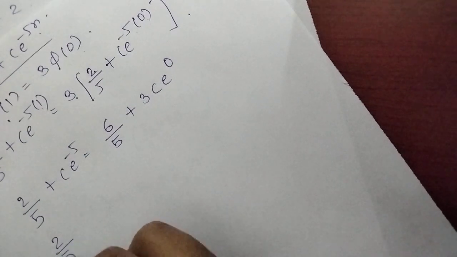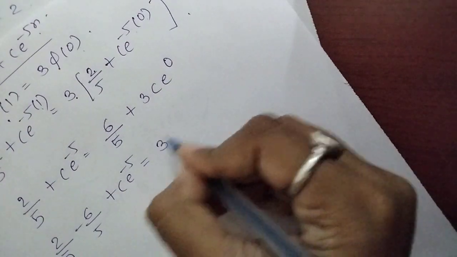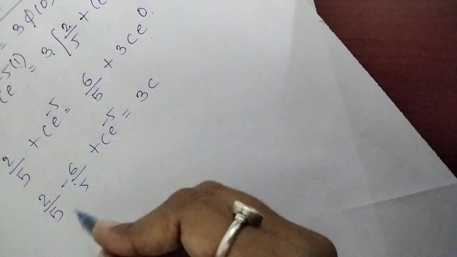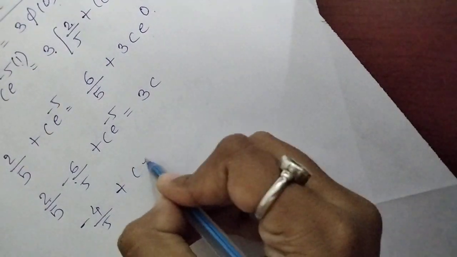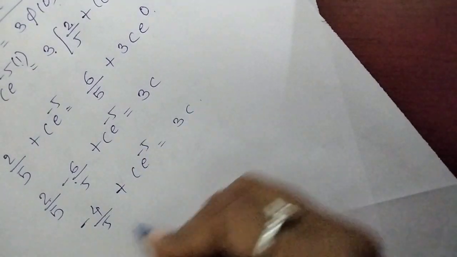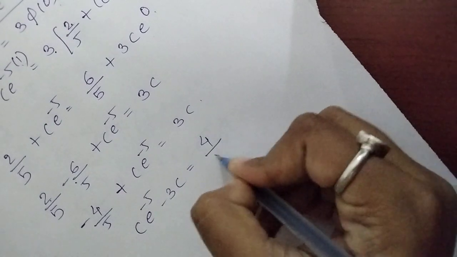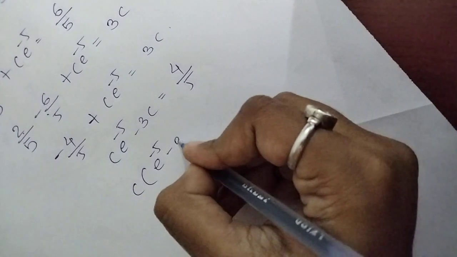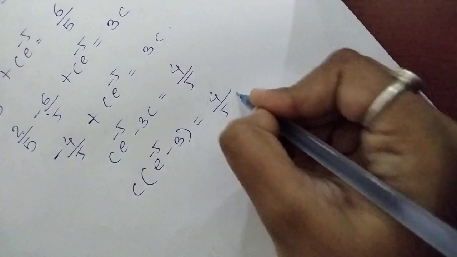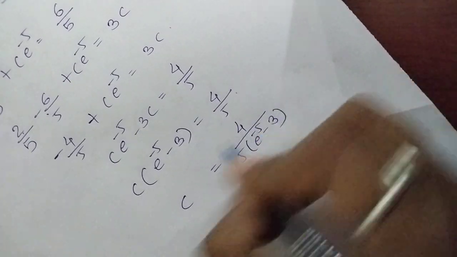So 2 upon 5 plus c e raised to minus 5 is equal to 6 upon 5 plus 3 into c e raised to 0, which is 1. 2 minus 6 is nothing but minus 4 upon 5, plus c e raised to minus 5 is equal to 3c. Now c e raised to minus 5 minus 3c is equal to 4 upon 5. Take c common, we get e raised to minus 5 minus 3 is equal to 4 upon 5. So the value of c is equal to 4 upon 5 divided by e raised to minus 5 minus 3.